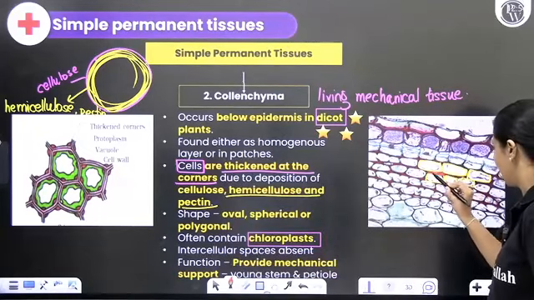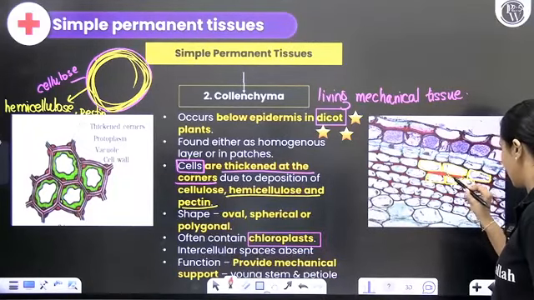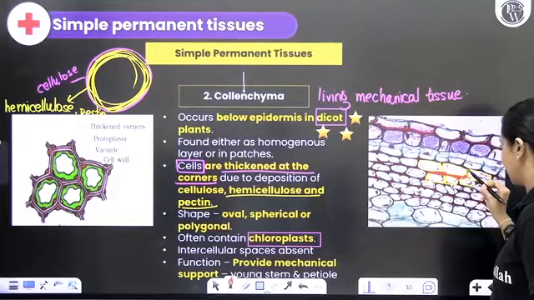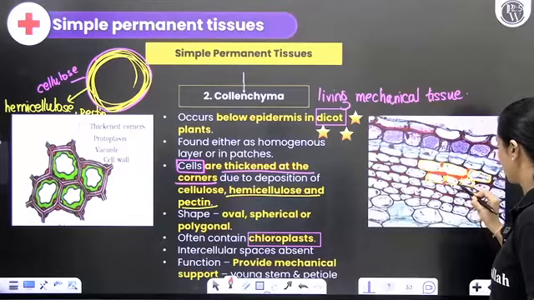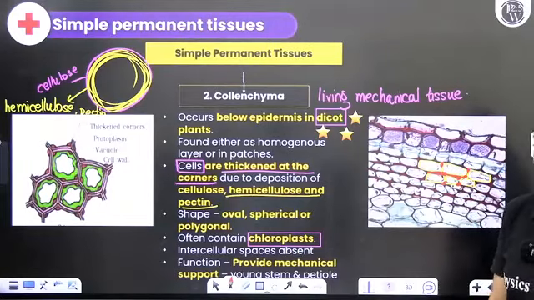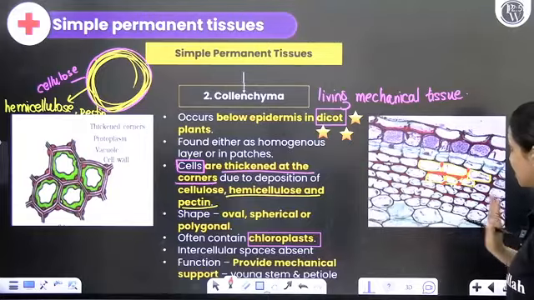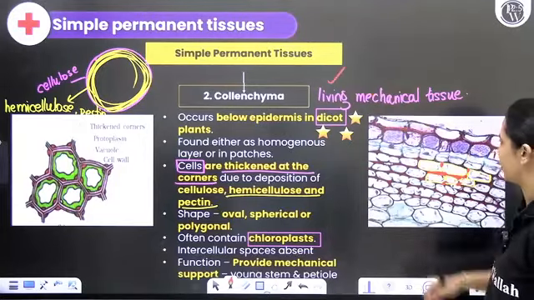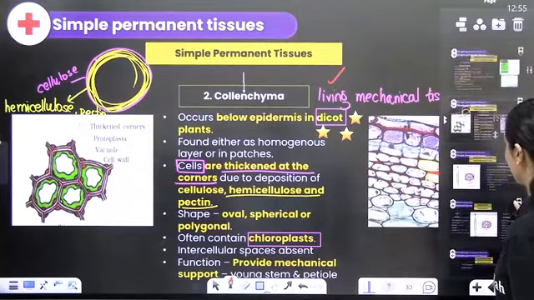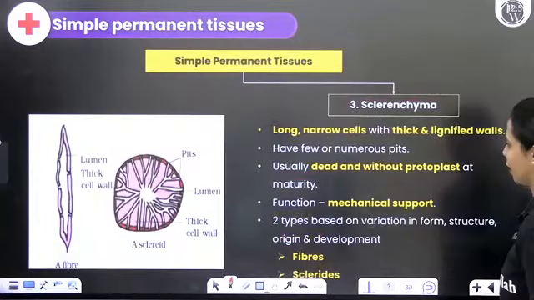The cell wall material gets deposited in all of these intercellular spaces at the angles, because of which you do not find any intercellular spaces here. Okay? So this is a mechanical tissue, but it is living. It is not dead. It does not sacrifice itself to provide mechanical support.